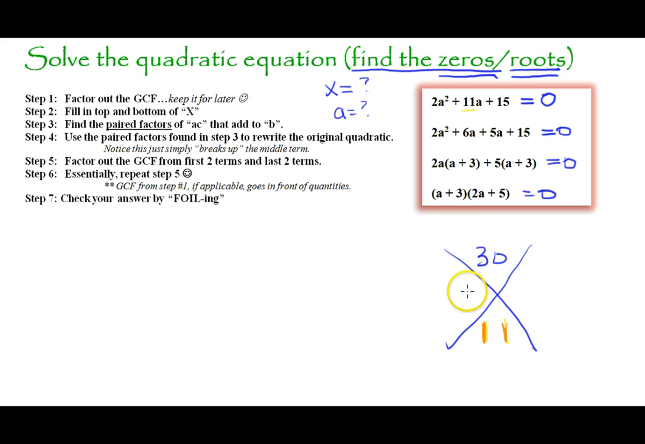So I need 2 things that multiply to give me 30 and add to give me 11. 3 and 10, no. 4, 5, and 6. There we go. So positive 5 and positive 6. So there's my factors. That's going to work.